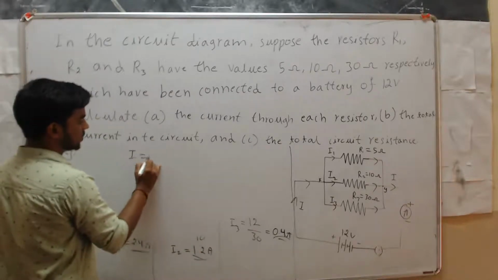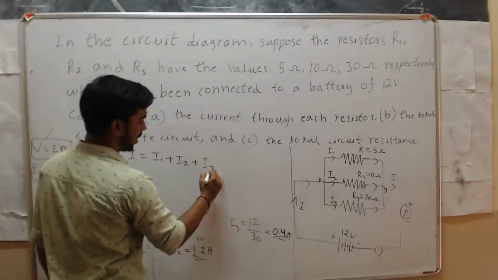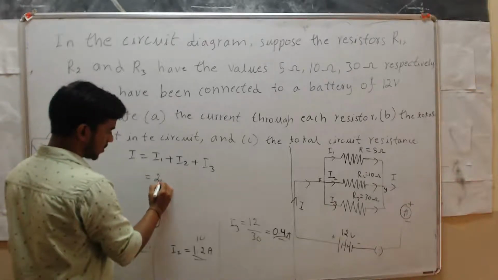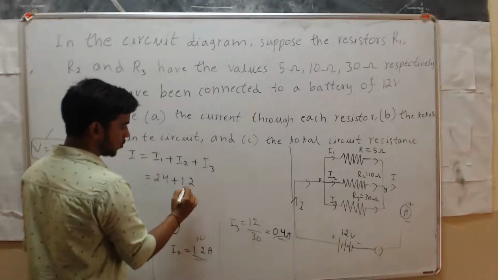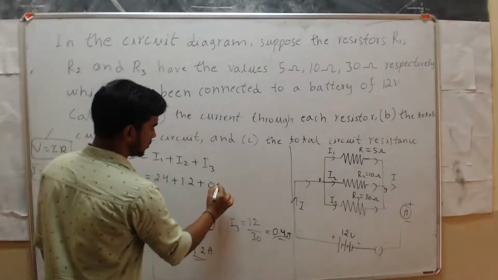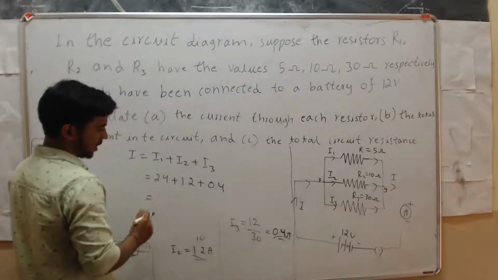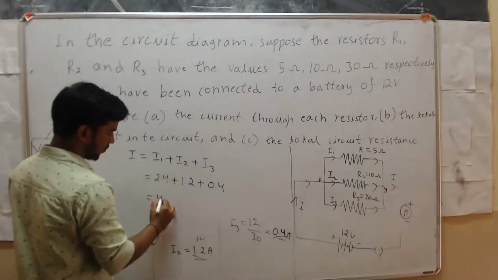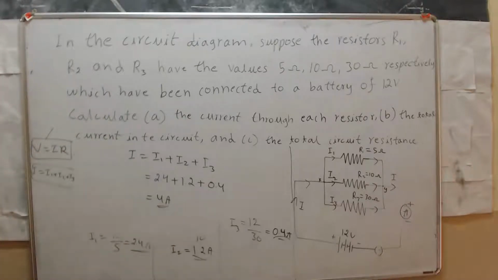So the formula is I equals I1 plus I2 plus I3. Okay, so I1 is 2.4, I2 is 1.2, and I3 is 0.4. So the total current is 3.6 plus 0.4, which is 4.0 ampere. So the total current in the circuit is 4 ampere.